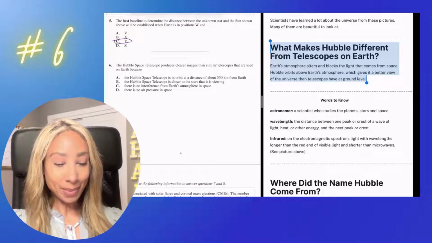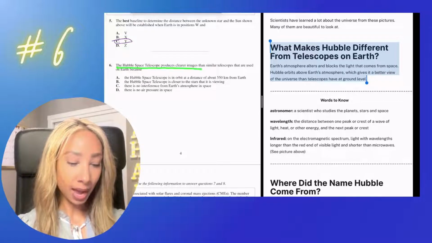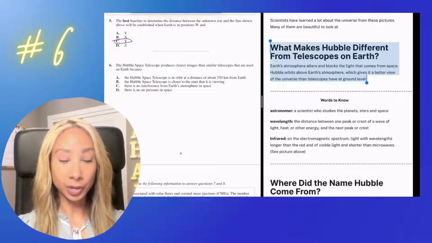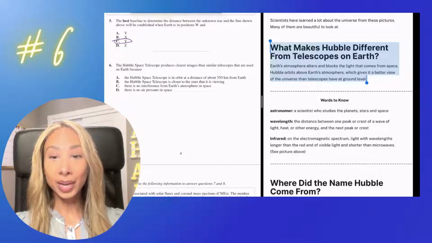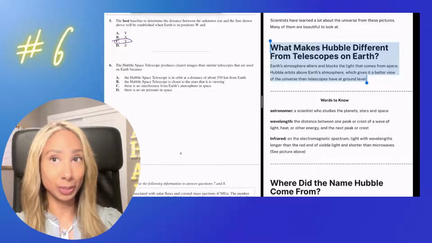Okay, so with number 6 here, we want to know the Hubble telescope produces clearer images than similar telescopes that are used on Earth. So what I did for this one is I actually searched up everything with the Hubble telescope. I'll put that information in the description below.